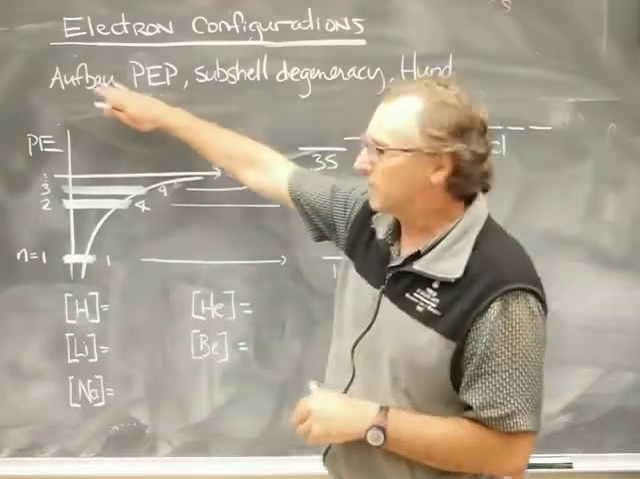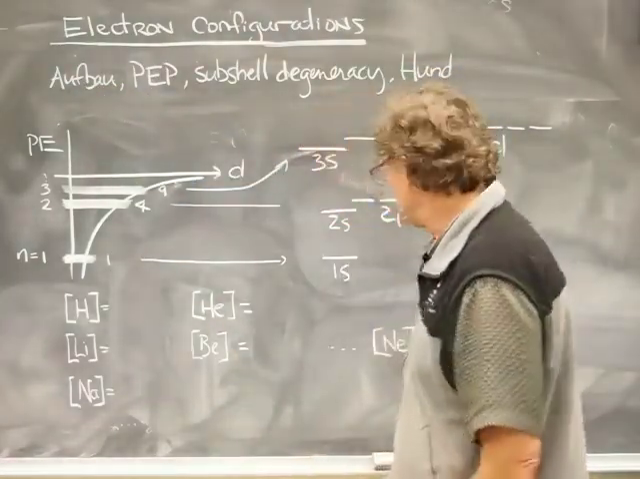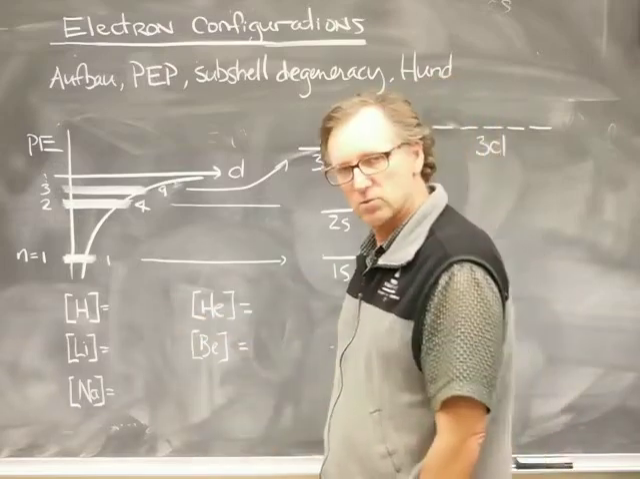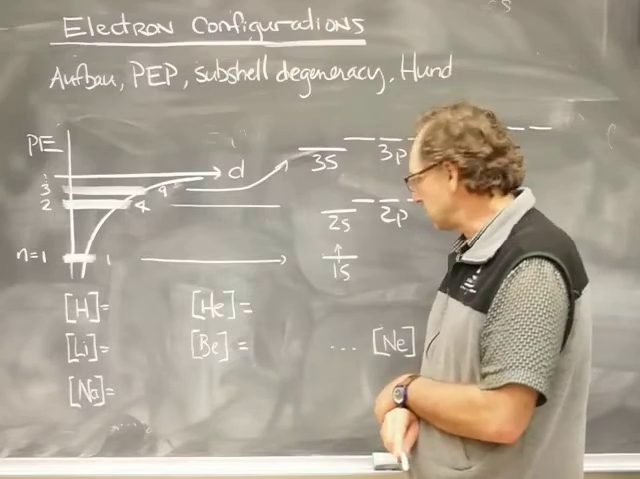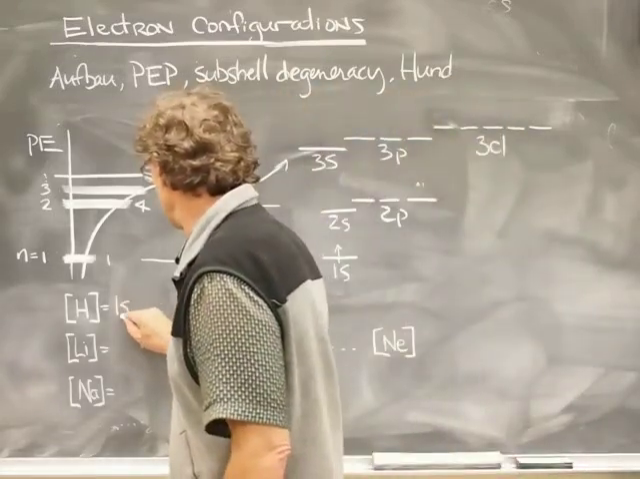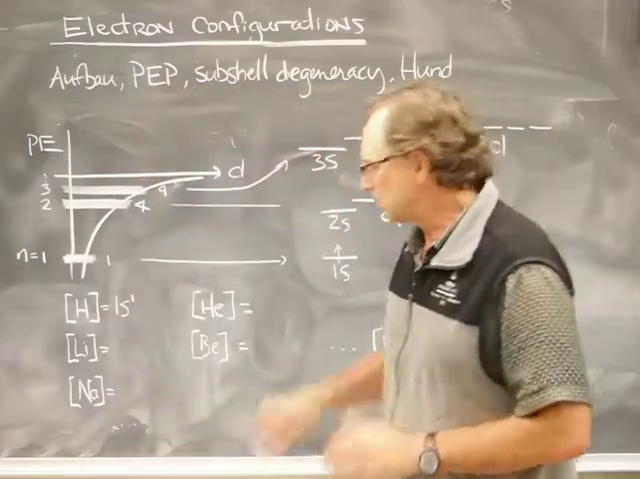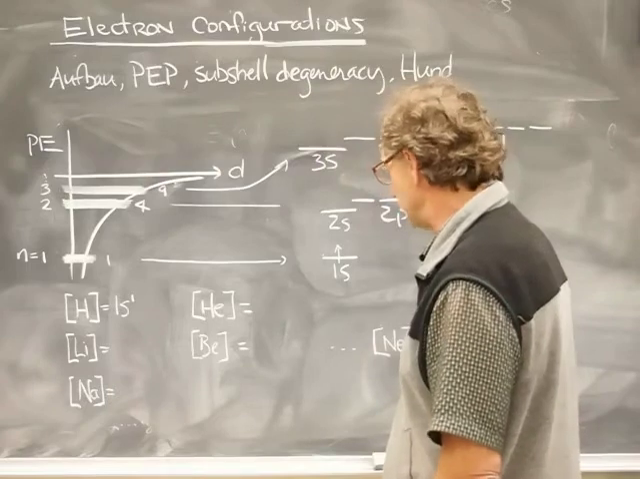I'm going to use Aufbau. Aufbau says start adding electrons at the lowest possible place. Hydrogen has 1 electron, so I'm going to draw in 1 electron just like that. That indicates an electron in a 1s orbital, and the way we notate that is 1s with 1 electron. The brackets mean the electron configuration of the atom that's indicated in there.